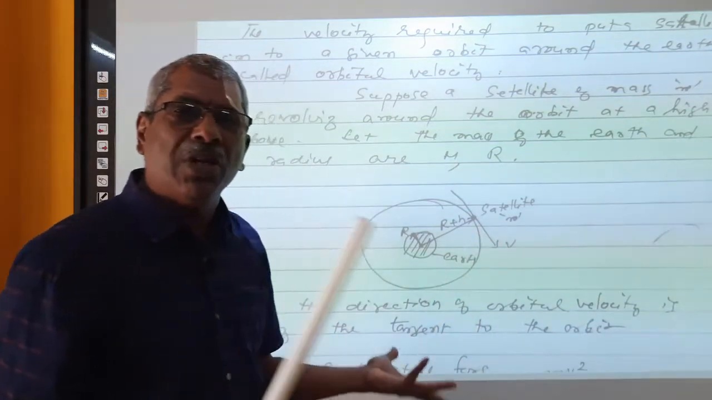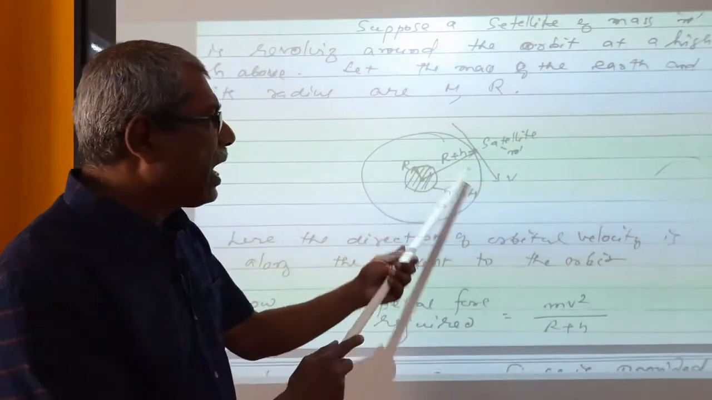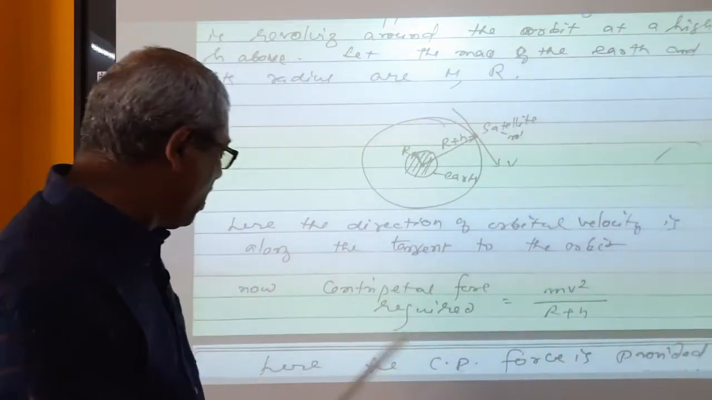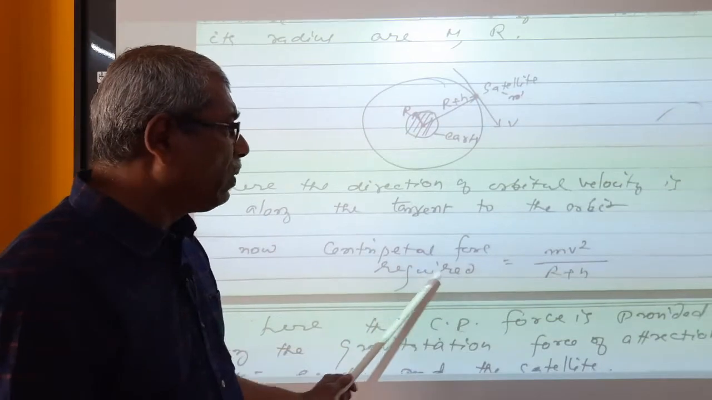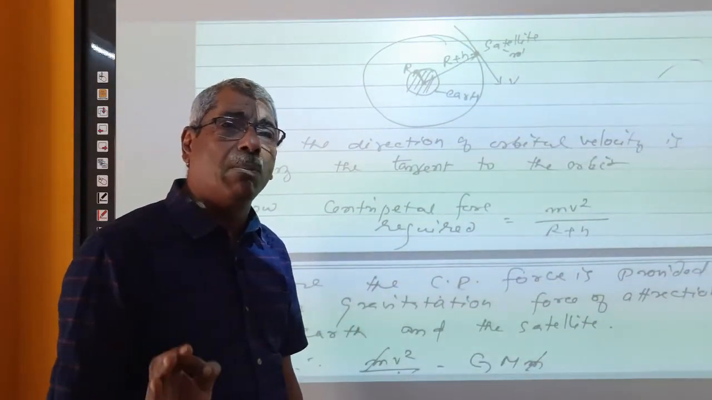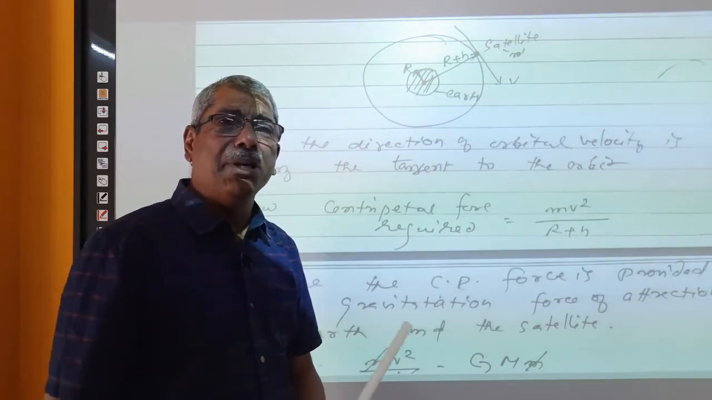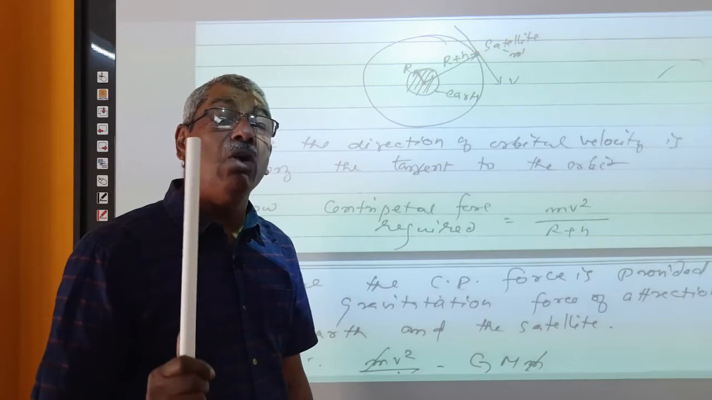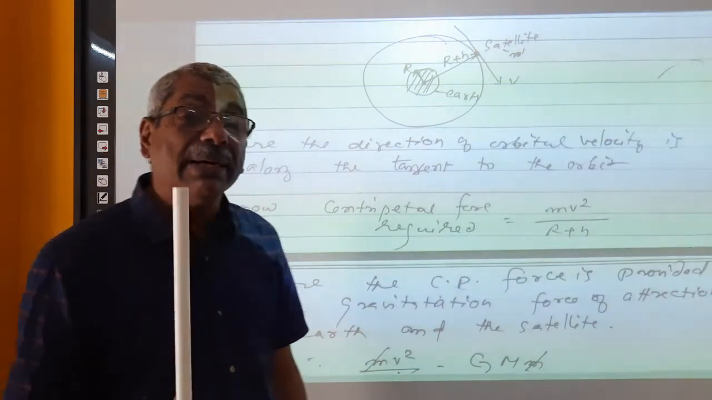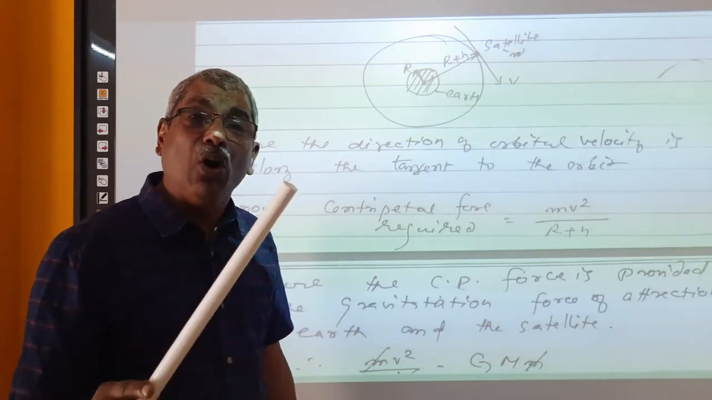Any body moving in a circular path has its velocity directed along the tangent at that particular point. The centripetal force required is equal to mv squared by r. A body that keeps moving in a circular path always has a centripetal force acting on it. In this case, the satellite is moving around the earth in a fixed orbit.